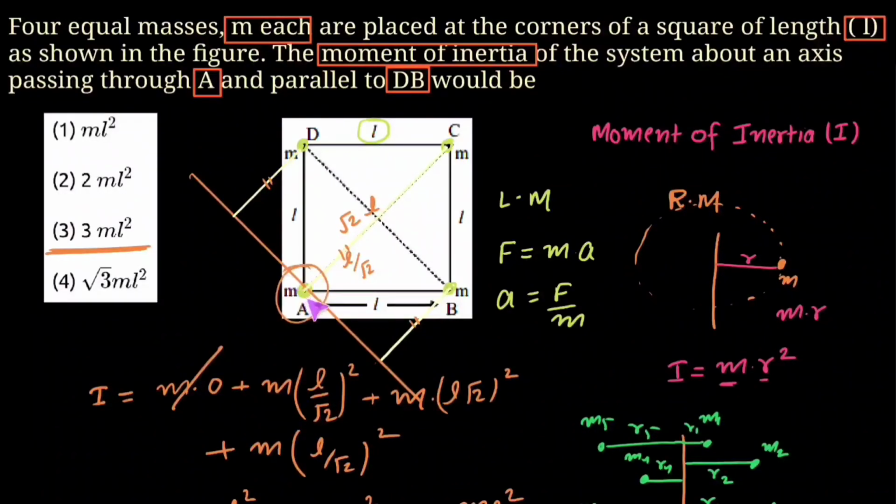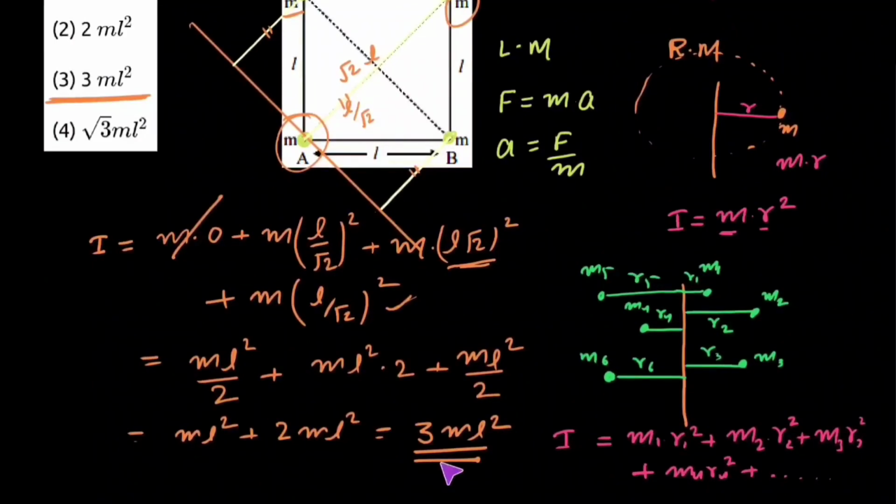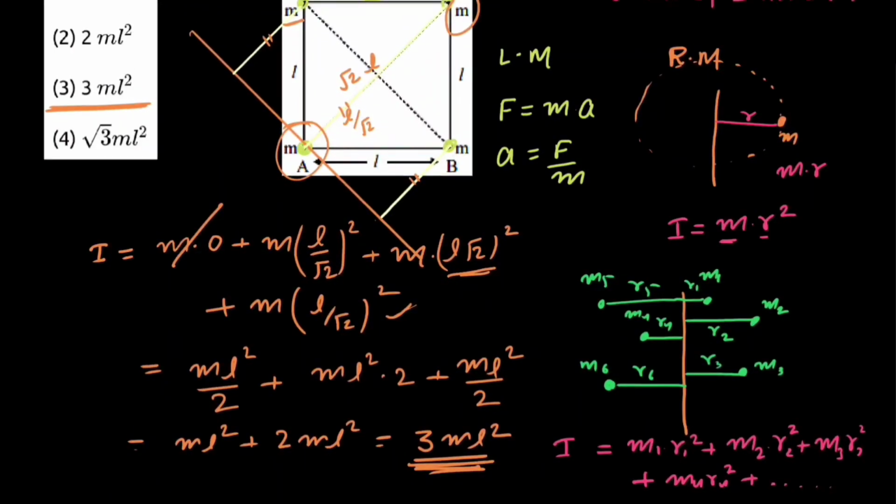For this point, the value of r would be 0, so this term would become 0. At point B, the mass placed is m and the perpendicular distance from the axis of rotation is L by root 2, so we take the square of that. Plus at point C, the mass placed is m and the perpendicular distance from the axis of rotation is the diagonal, which is L root 2, so we take the square of that. At point D, the mass located is m and the distance from the axis of rotation is L by root 2, so we take the square of that. On a little bit of simplification, the answer comes out to be 3mL square.